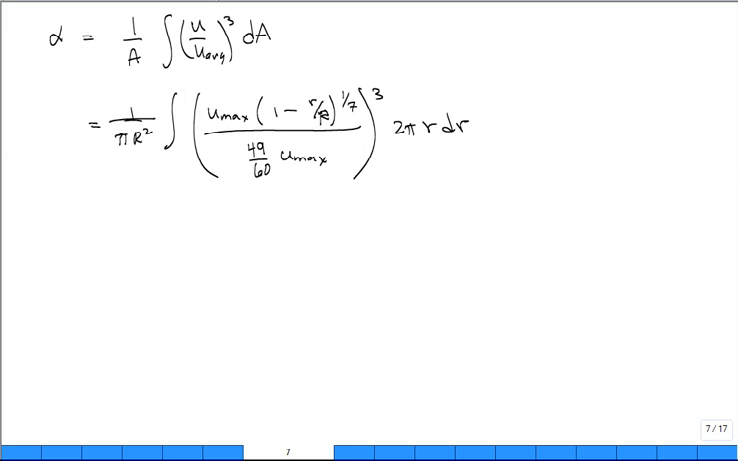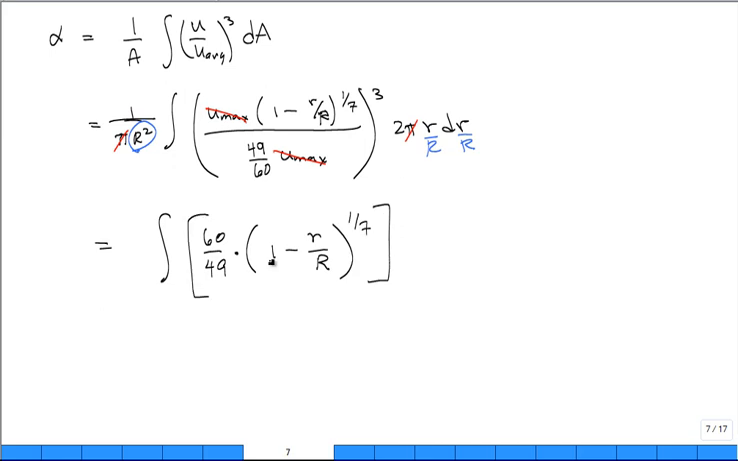And so what about the pi's? They cancel. Take this r squared right here, put it over here, put it over there. Cancel this U max. So what we end up doing is an integral of 60 divided by 49 times 1 minus lowercase r over cap R to the 1/7 power, all of that cubed times r over cap R. Ooh, I forgot a 2. Times 2 times r over cap R, derivative of r over cap R.